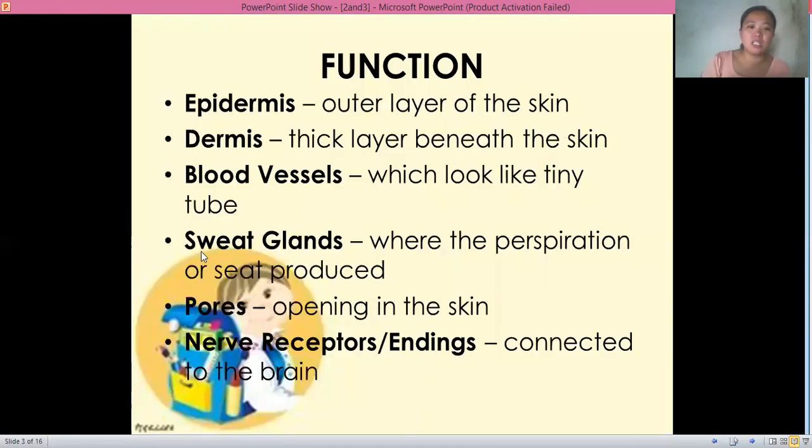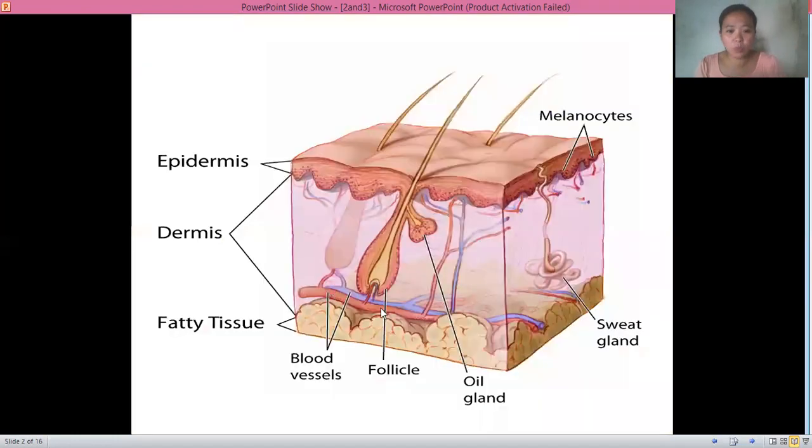Now, let's proceed to the next one, which is sweat glands. Can you please read it? Very good. What are sweat glands? Sweat glands are where our perspiration or our sweat is produced. Okay? Where the perspiration or sweat is produced. So which is our sweat gland here? So this one. Okay, it produces our sweat and perspiration.